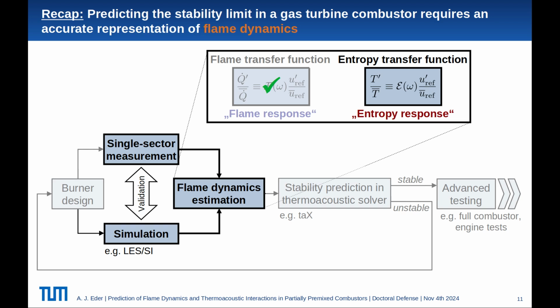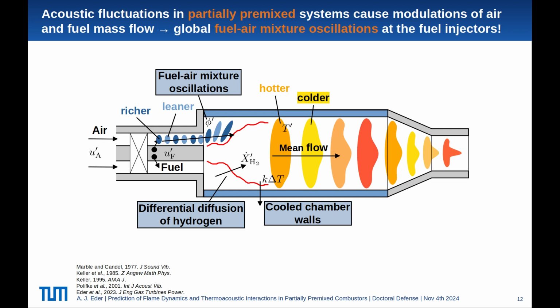So I've now talked about flame response, and now I would like to go on to the entropy response side of my dissertation. So this is how a partially premixed combustor looks like. We have, from left to right, the air inlet, we have then a swirler, we have fuel injectors, and we have a flame sitting inside a combustor with cooled chamber walls.